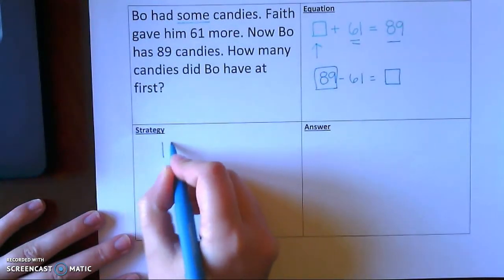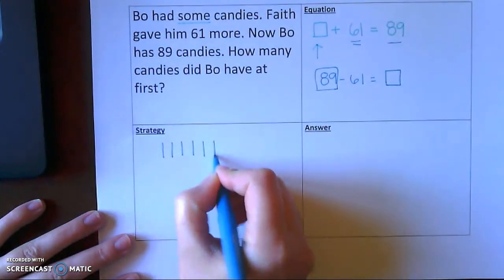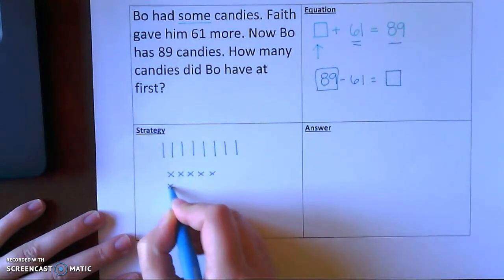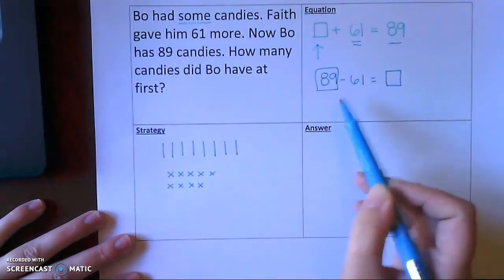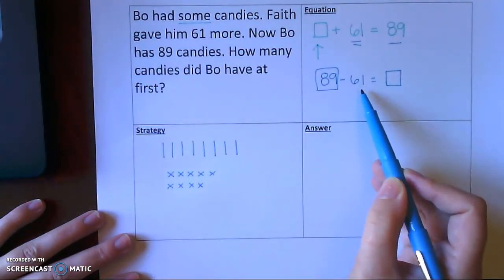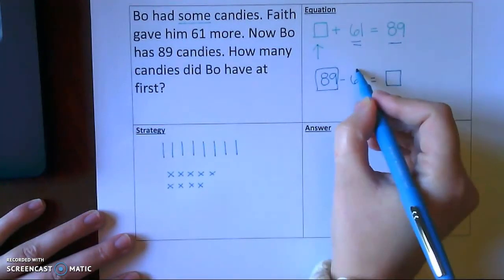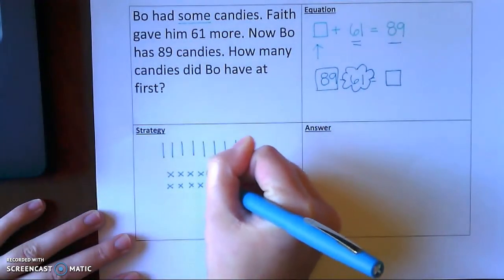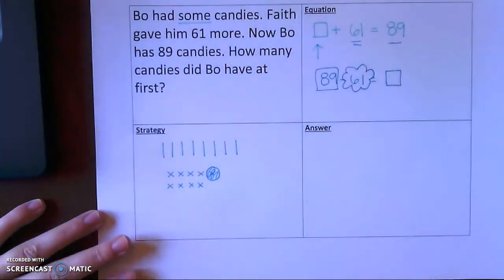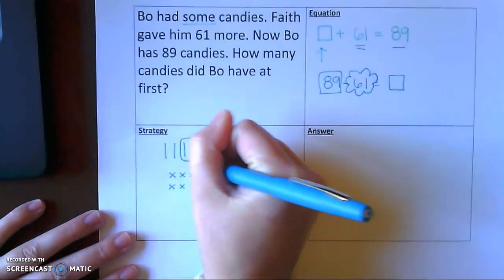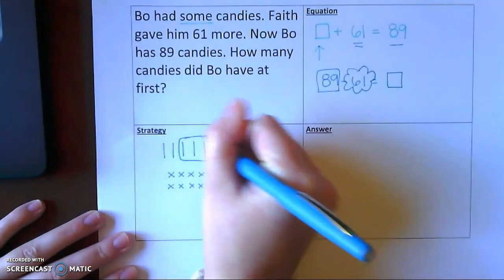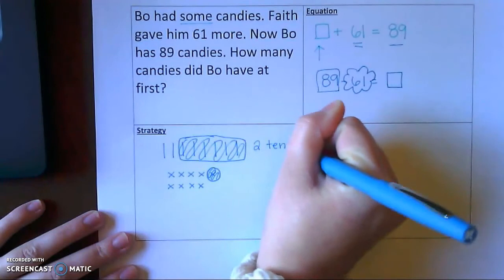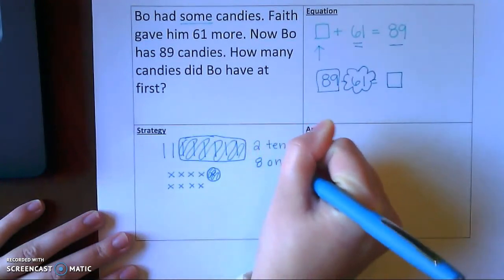So I will draw 8 tens and 9 ones. Then I take a look at the number I'm subtracting, or taking away, and that number is 61. I'm going to circle 1 one and take it away, and I will circle 6 tens and take it away. That leaves me with 2 tens and 8 ones.